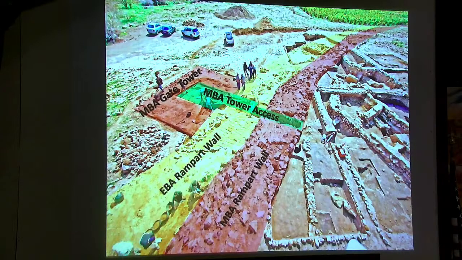So, a massive city. Now that pink on the left, that's the foundation of one of the main towers that flanked the city gate. The city gate is actually at the bottom of that picture. We hadn't quite uncovered it at this point. We uncovered it the following season, when we took that picture.